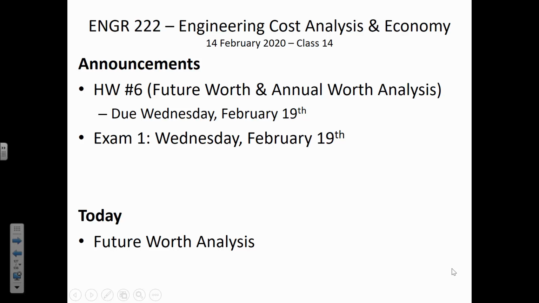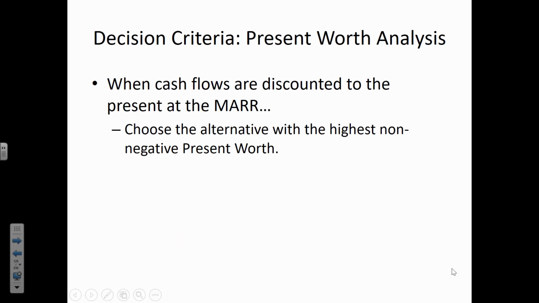Explain things and understand why we do an approach a certain way, and then also use that approach to make decisions. Okay, so today we're going to be talking about future worth analysis, and it's very similar to the idea that's behind present worth analysis. In present worth analysis, you had a certain decision criteria that you were applying. What we did was we applied the present worth method, which is where you're taking all future cash flows to year 0.